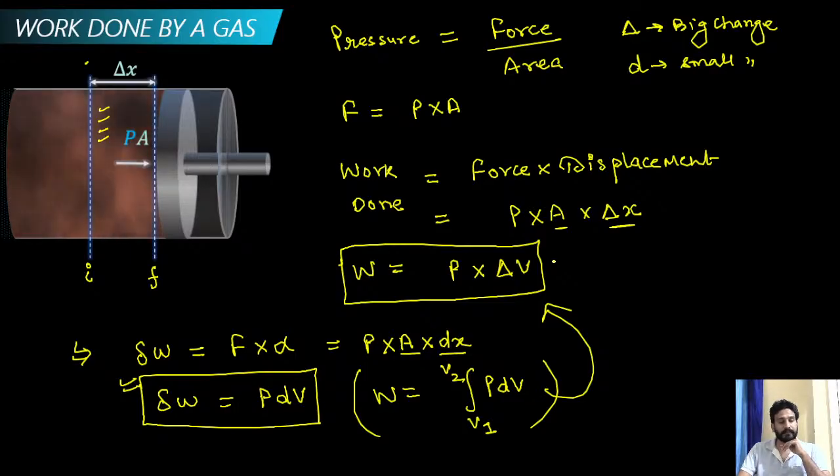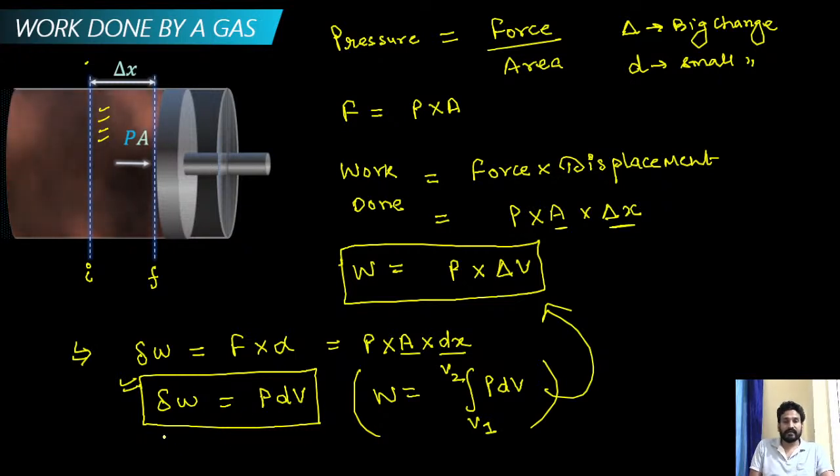Yes, Mohammed? Am I clear with this? If you know the initial and final volume, then you can easily calculate the change in volume, then just calculate the work done. W is equal to P into delta V. Is it clear to you or not?